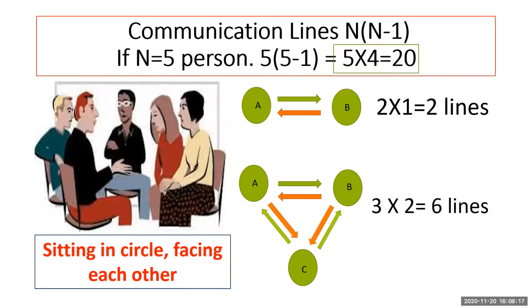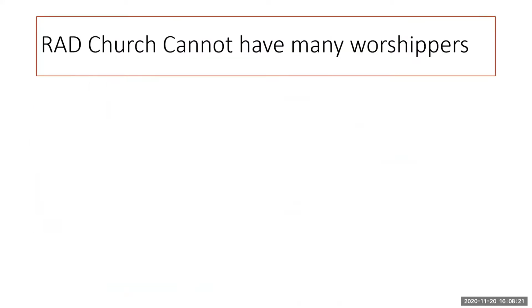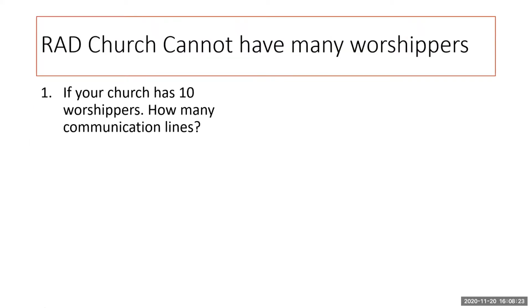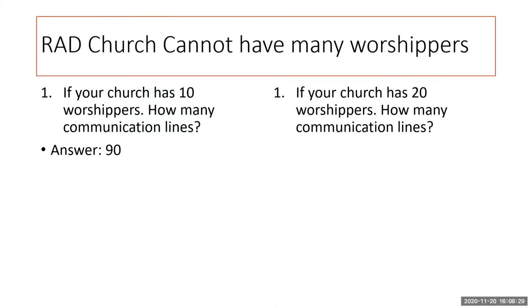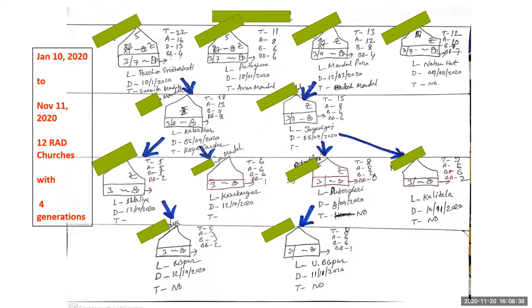So just imagine, the more members in the church, the more difficult it is. Example, if your church has 10 worshippers, how many communication lines? 90. If your church has 20 worshippers, how many communication lines? 380. It's a lot. Now let us look at this church.